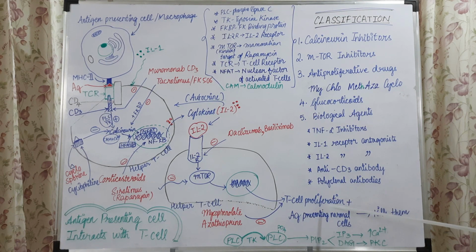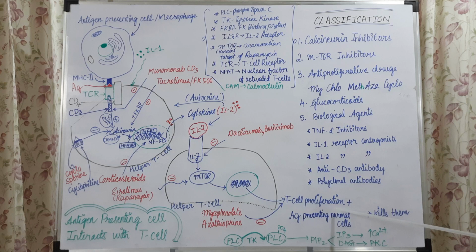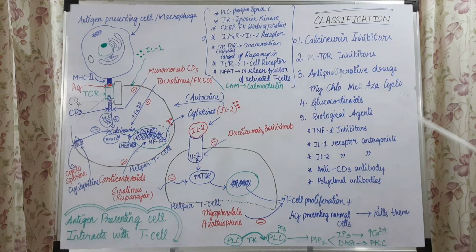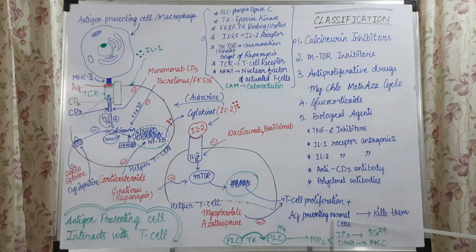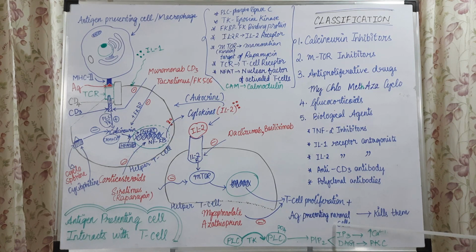The T cells formed will further interact with the antigen presenting normal cells. That is, the infection that has entered into the body, or the antigen, will also be acting on the normal cells present in the body, and the normal cells also process the antigen and display it over their surface. So that kind of antigen presenting cells will be acted upon by the T cells that have proliferated.